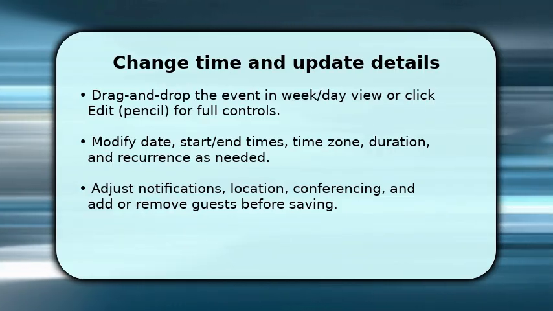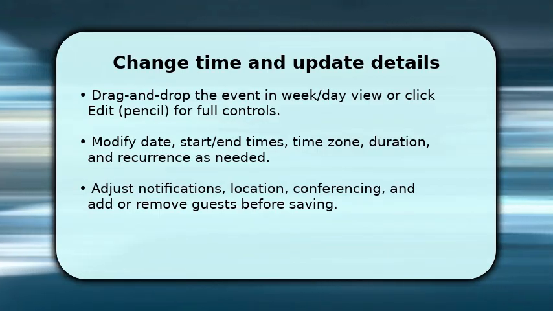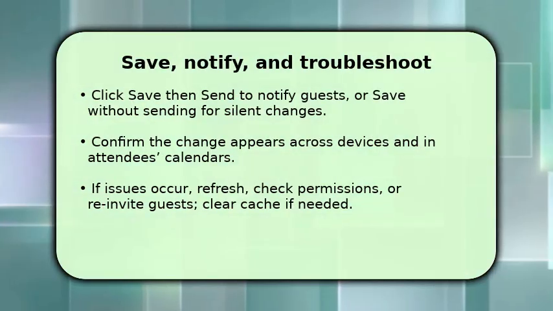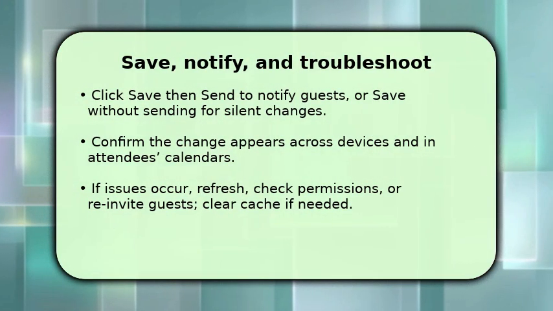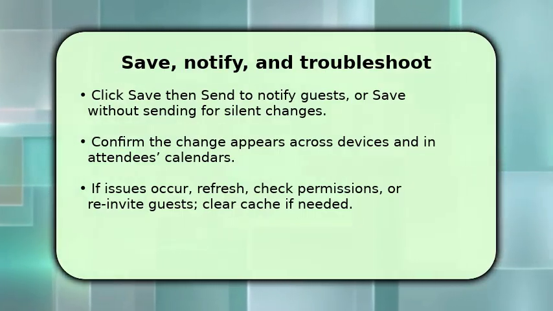This prevents scheduling errors. If it repeats, modify recurrence rules so future occurrences match. Also verify notifications, location, conferencing links, and guest list. These settings control how guests are notified. After making edits, always hit save, then choose send to notify guests so their calendars update. If you changed a recurring event, confirm whether the change applies to one instance or the entire series.